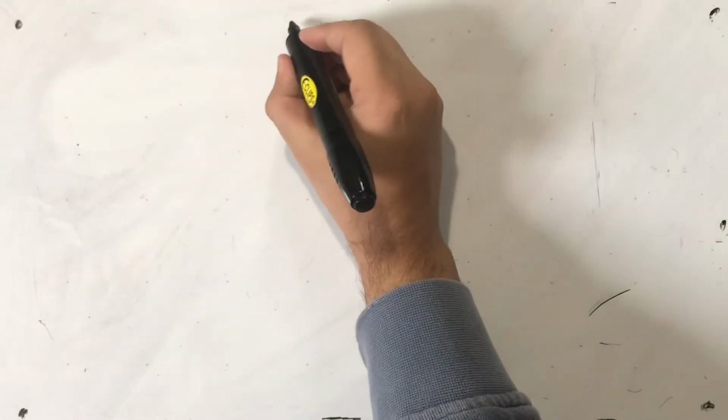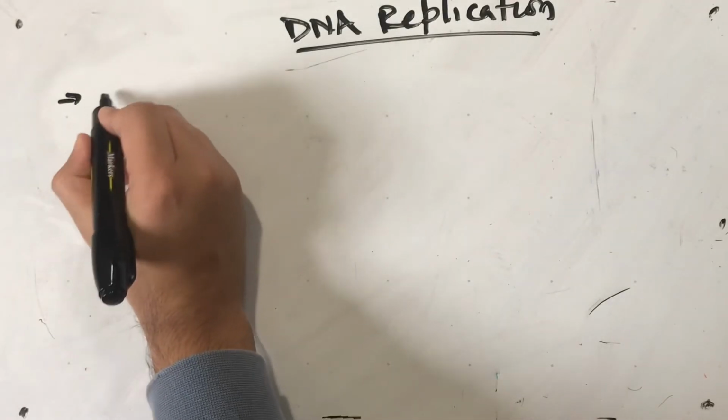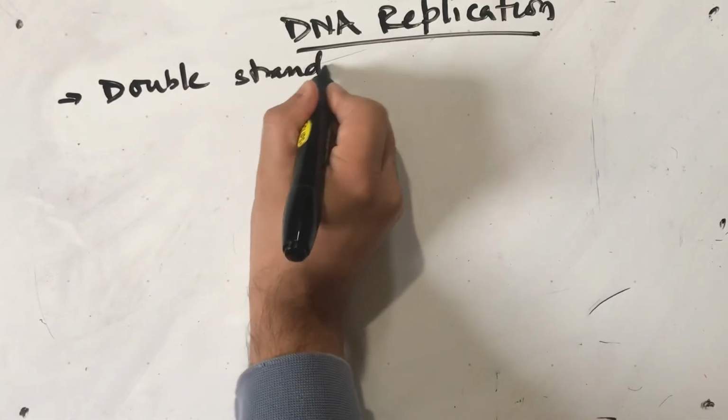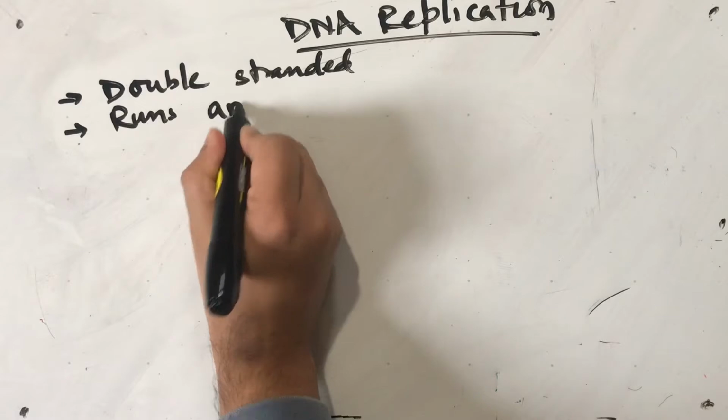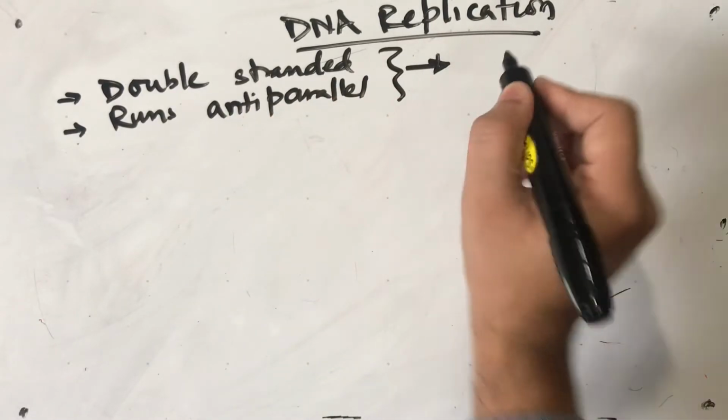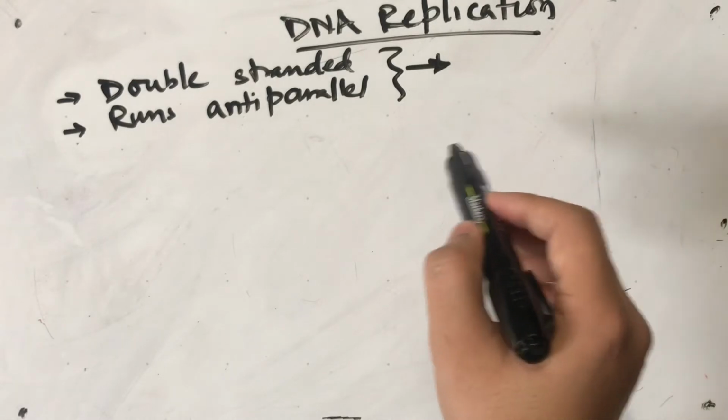This video is going to explain the process of DNA replication. If you need to understand the basics of DNA, check my other videos. The link should be right up here for you. To summarize, DNA is a double-stranded structure and it runs anti-parallel. These two words are very important to understand the process of DNA replication.